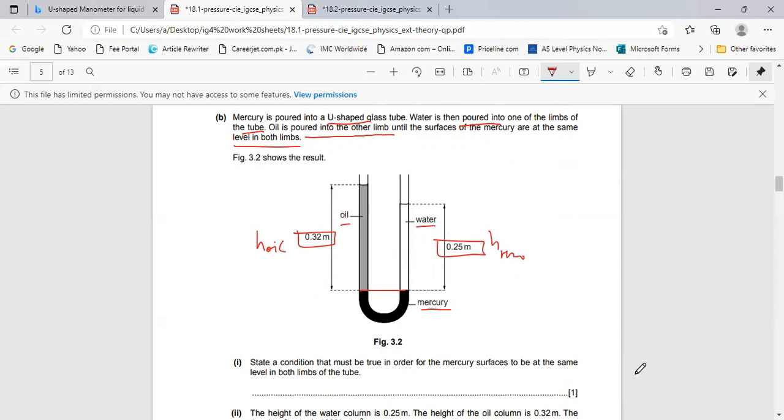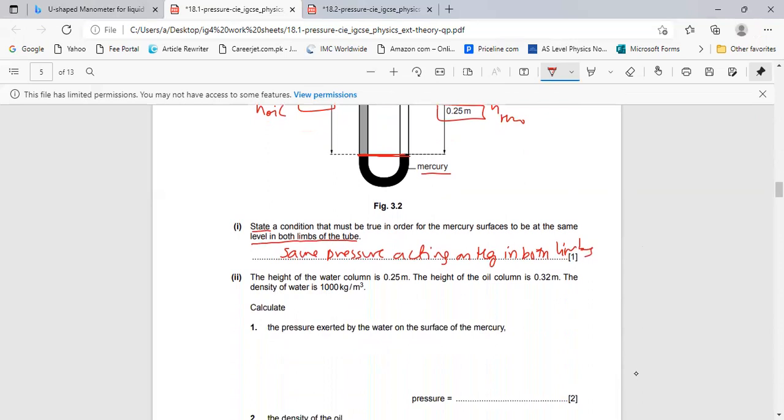So what they're asking you to do: state a condition that must be true in order for the mercury surfaces to be at the same level in both limbs. So what is the condition that the mercury in both limbs is at the same level? The same pressure acting on mercury in both limbs. So when the same pressure is there, only then can the mercury be at the same level. The height of the water column is 0.25 and the height of the oil is 0.32.